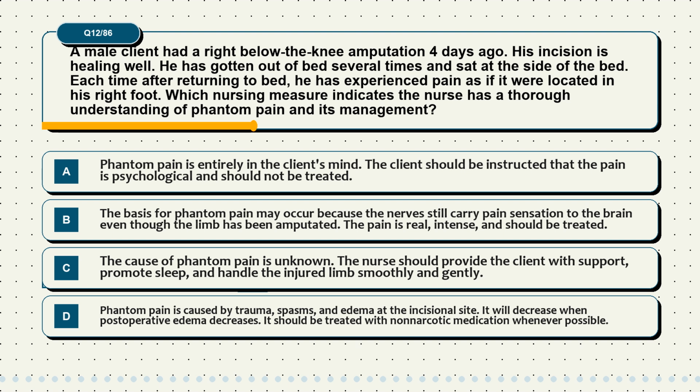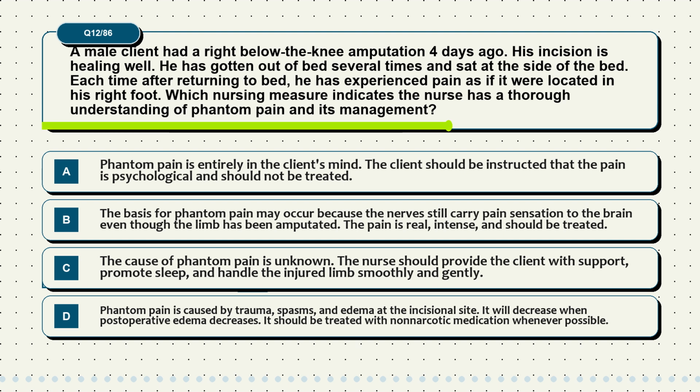Here are the options. Option A. Phantom pain is entirely in the client's mind. The client should be instructed that the pain is psychological and should not be treated. Option B. The basis for phantom pain may occur because the nerves still carry pain sensation to the brain even though the limb has been amputated. The pain is real, intense, and should be treated.